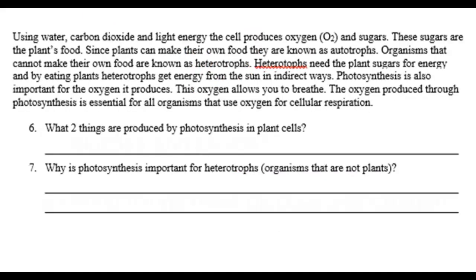Using water, carbon dioxide, and light, the cell produces oxygen and sugar. These sugars are the plant's food. Since plants make their own food, they're known as autotrophs. Auto means self, and troph has something to do with producing, self-producing. Organisms that cannot make their own food are known as heterotrophs. Hetero means different, meaning you need a different source to create the energy or food. Heterotrophs need plant sugars for energy, and by eating plants, heterotrophs get energy from the sun in an indirect way.